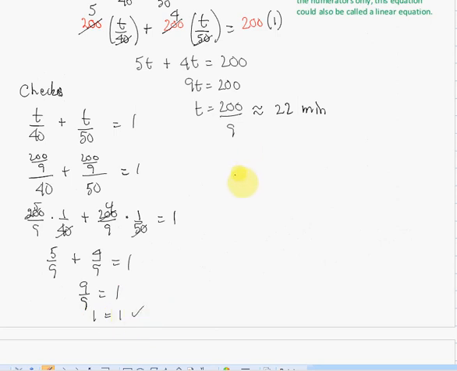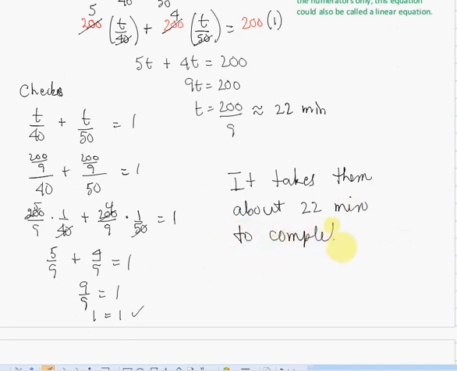Okay, and so it takes them about 22 minutes to complete the paper route together. Okay, so we're done this one.